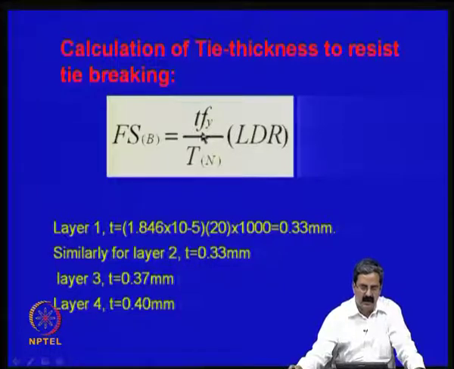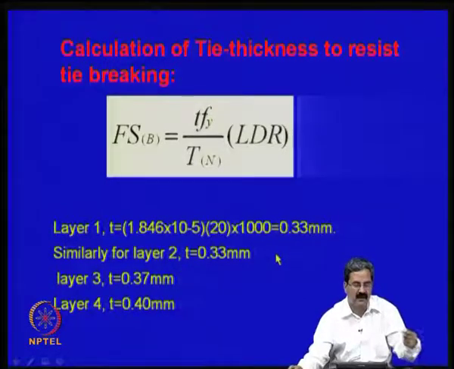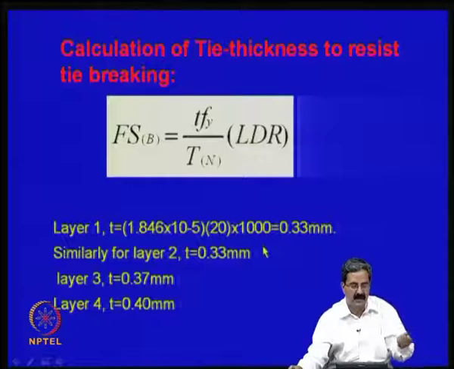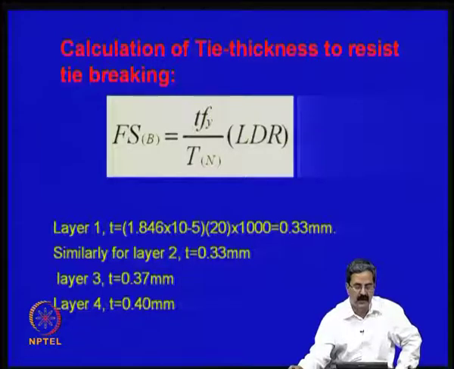So, here I use a factor of safety against breaking of 3. If I put that number in, I know the tensile force in each member. I calculated for layer 1 what tensile force is mobilized. Like that one can calculate, and you can get the thickness required. You can see that the maximum thickness required is 0.4 mm.